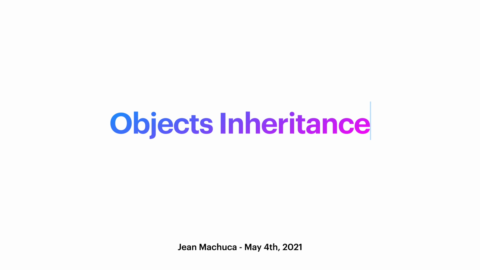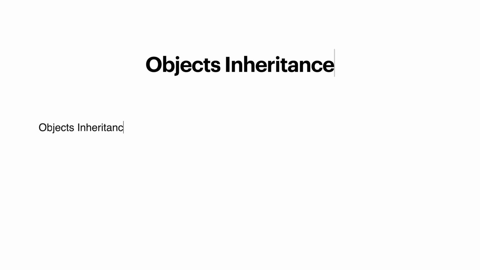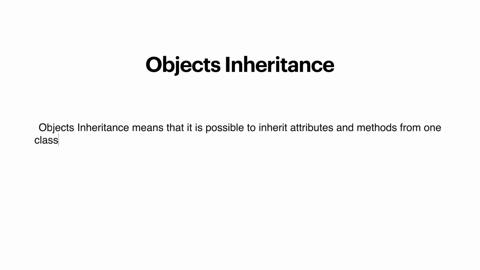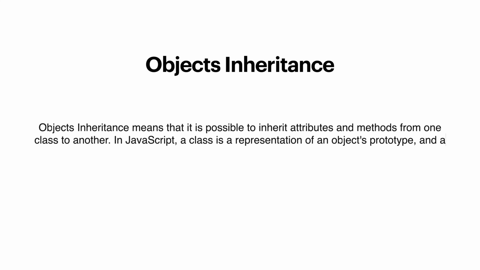Objects inheritance. Objects inheritance means that it is possible to inherit attributes and methods from one class to another. In JavaScript, a class is a representation of an object's prototype, and a prototype is a subset of definitions for the properties of an object.